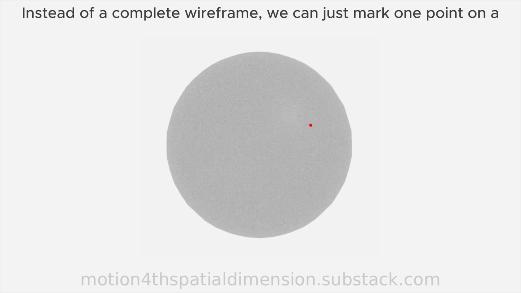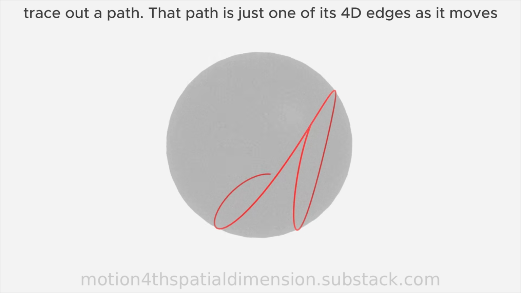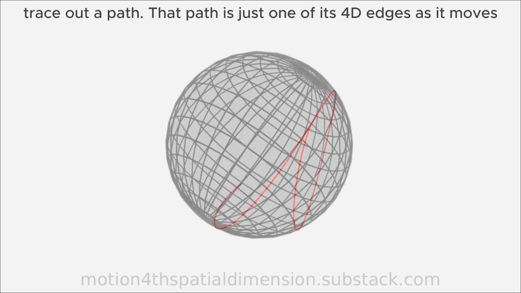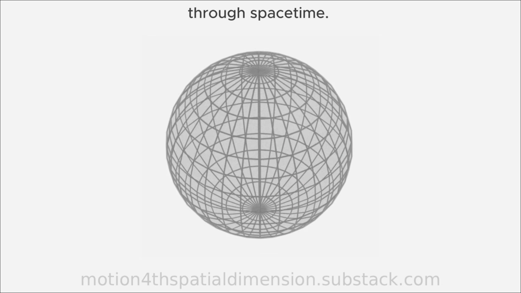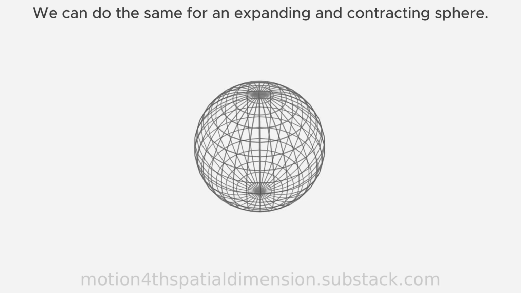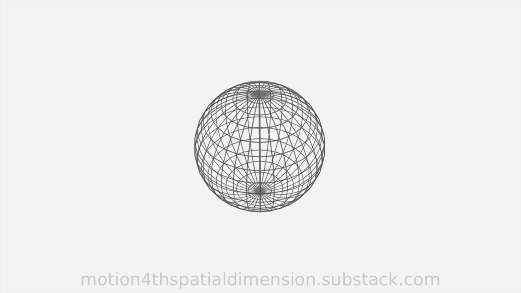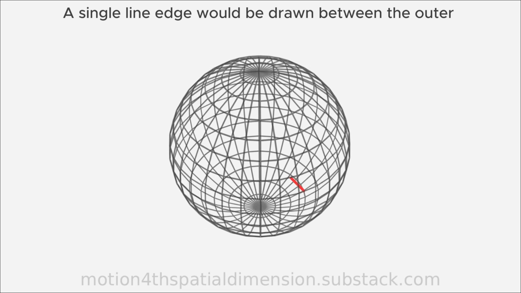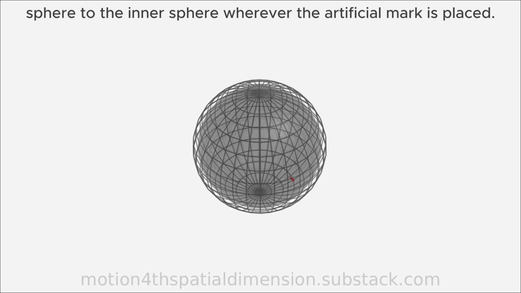Instead of a complete wireframe, we can just mark one point on a sphere, and as the sphere rotates, that one point will move and trace out a path. That path is just one of its 4D edges as it moves through spacetime. We can do the same for an expanding and contracting sphere. A single line edge would be drawn between the outer sphere and the inner sphere, wherever the artificial mark is placed.